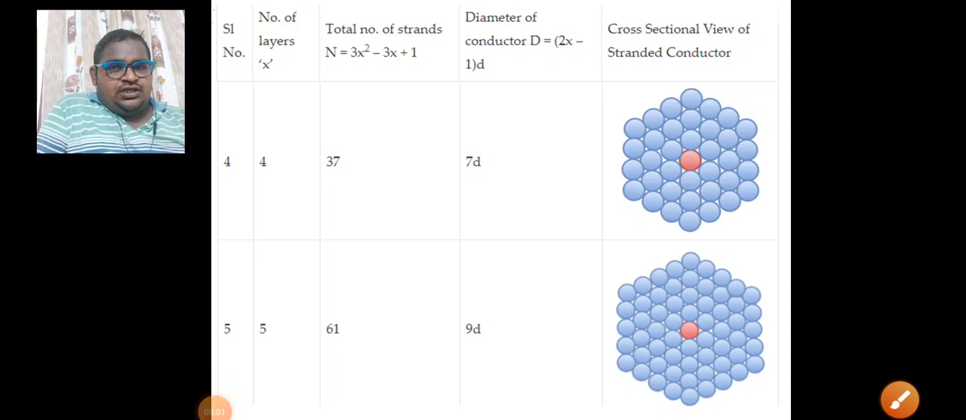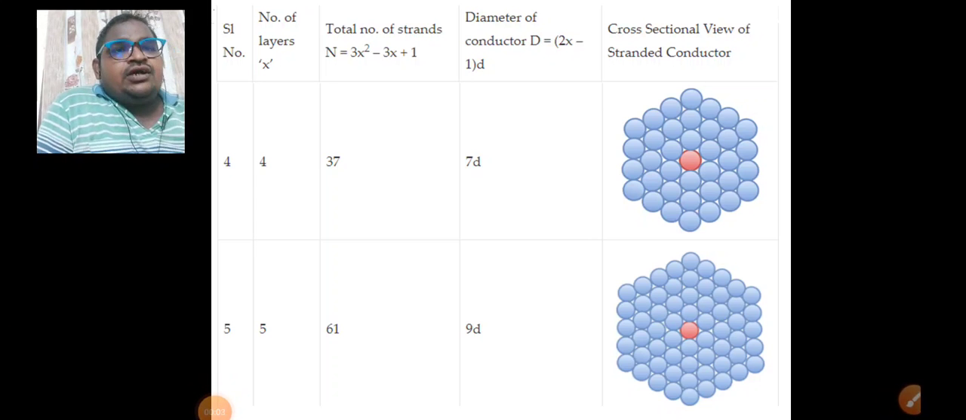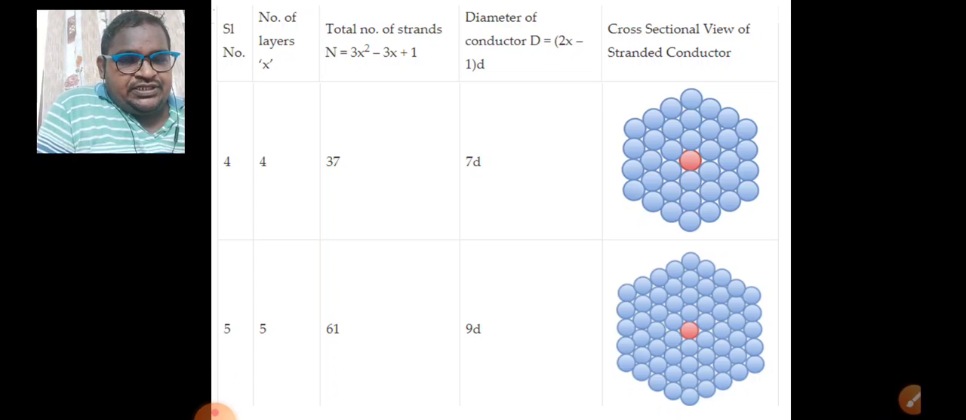Yes, let us continue the same topic, that is the types of materials which are used in the transmission lines. This indicates the number of layers, and how many strands are required as per the formula which we have given in the previous slides, and the cross sectional view of the standard conductors for four layers and five layers standard conductors.